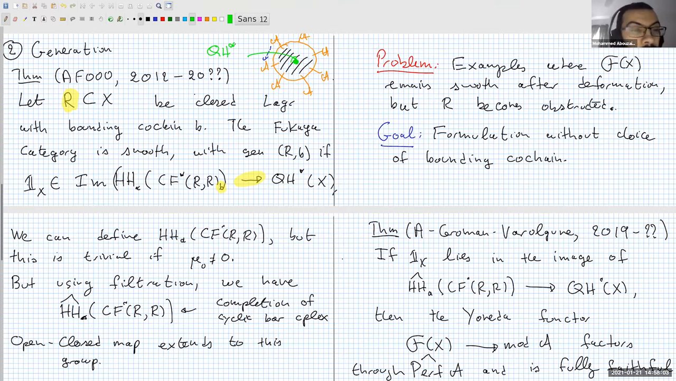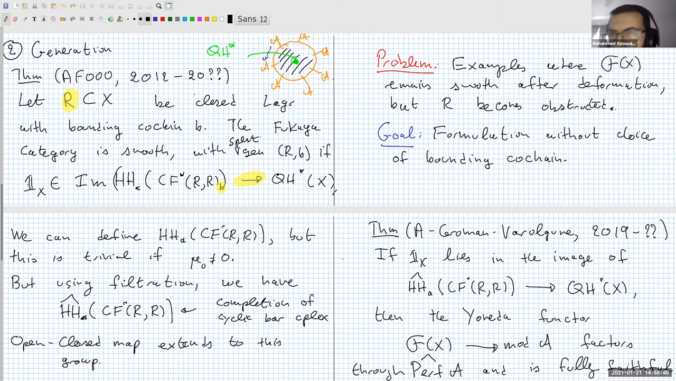And the statement is that if the identity class in quantum cohomology lies in the image of this map, and I'll remind you, quantum cohomology of a closed manifold is, as a vector space, the same as ordinary cohomology, then the Fukaya category is smooth, and the Fukaya category has a generator. In fact, to be precise, a split generator, which is this Lagrangian R with this bounding cochain B. And what that means is basically every other Lagrangian can be obtained in finitely many steps by taking finite extensions of this object, and then passing to a summand.